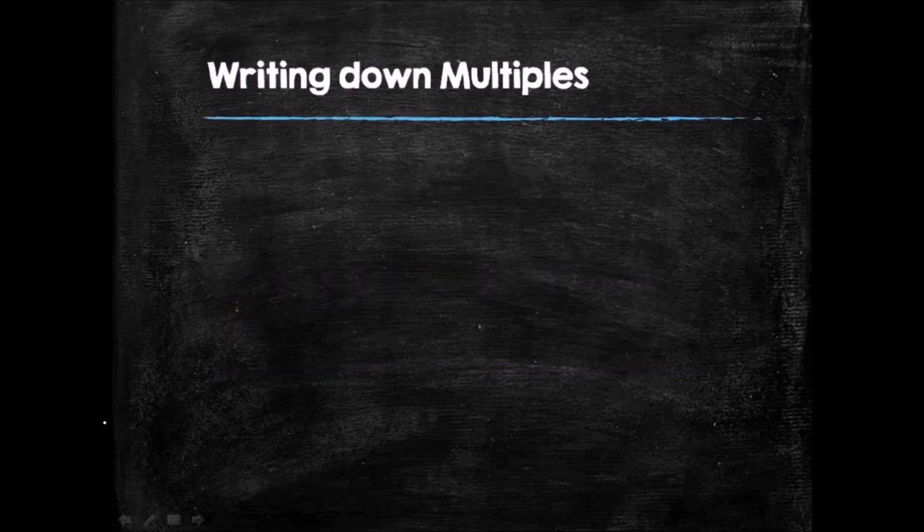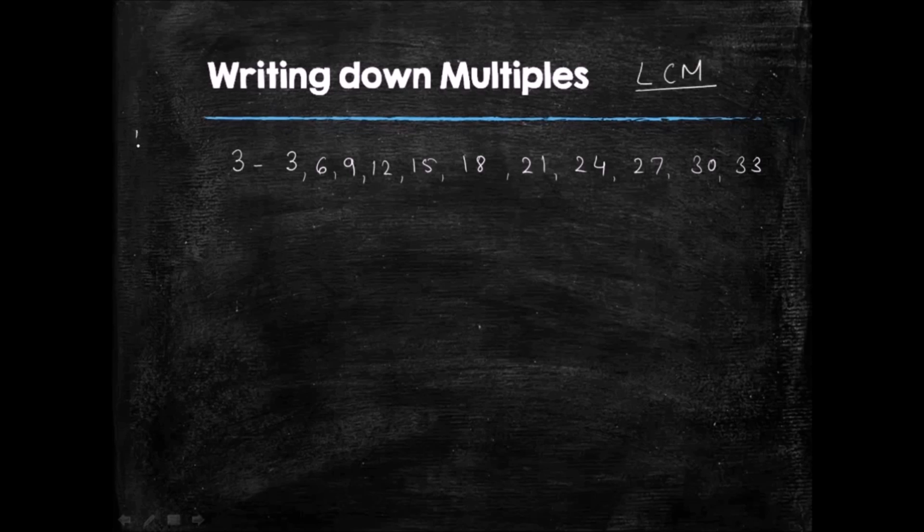The very simple method is to write down the multiples. For example, we have seen in the last video that the multiples of 3 were 3, 6, 9, 12, 3 5s are 15, 3 6s are 18, 3 7s are 21, 24, 27, 30, 33 and so on. So if I have to find out the LCM, LCM means least common multiple, okay. So the second number is 5.